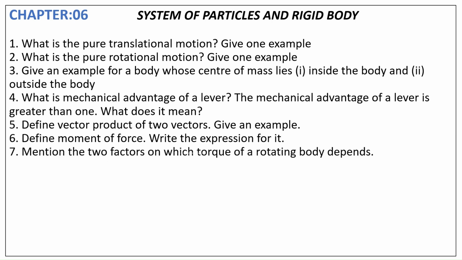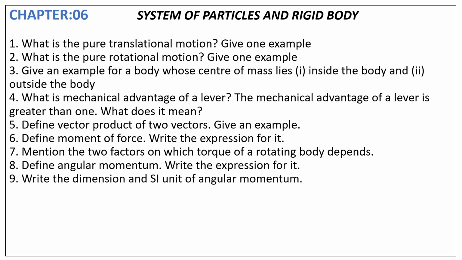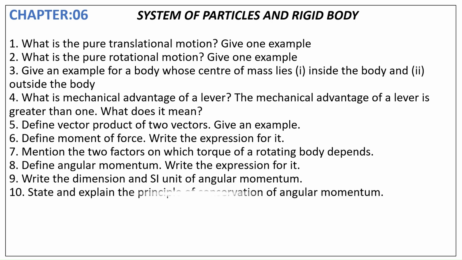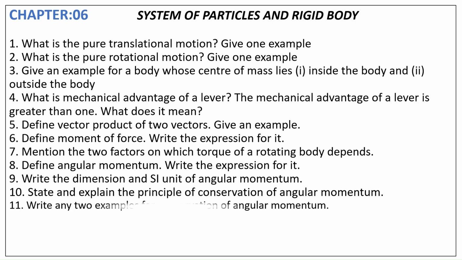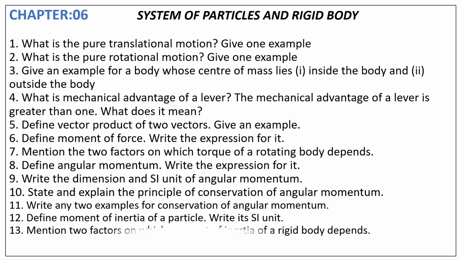7. Mention the two factors on which torque of a rotating body depends. 8. Define angular momentum. Write the expression for it. 9. Write the dimension and SI unit of angular momentum. 10. State and explain the principle of conservation of angular momentum. 11. Write any two examples for conservation of angular momentum. 12. Define moment of inertia of a particle. Write its SI unit. 13. Mention two factors on which moment of inertia of a rigid body depends.